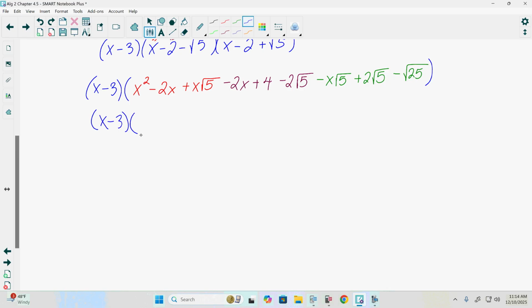Now we do need to condense. We need to simplify some of these terms because there are a lot of terms, and funny enough, it's going to simplify down to 3. I'm going to start with the variable with the biggest exponent, x squared. It's the only one that has x squared, so that's as simplified as it gets. Negative 2x and negative 2x give us negative 4x.